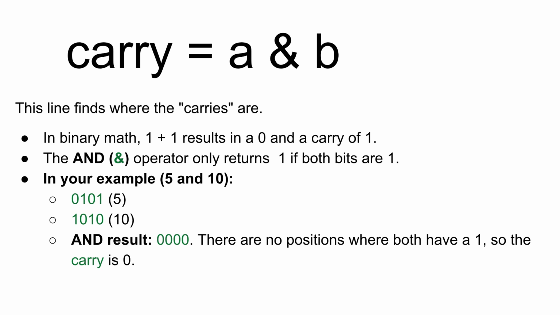This line finds where the carries are. In binary math, 1 plus 1 results in a 0 and a carry of 1. The AND operator only returns 1 if both bits are 1. In your example, 5 is 0101 and 10 is 1010. AND result: 0000. There are no positions where both have a 1, so the carry is 0.